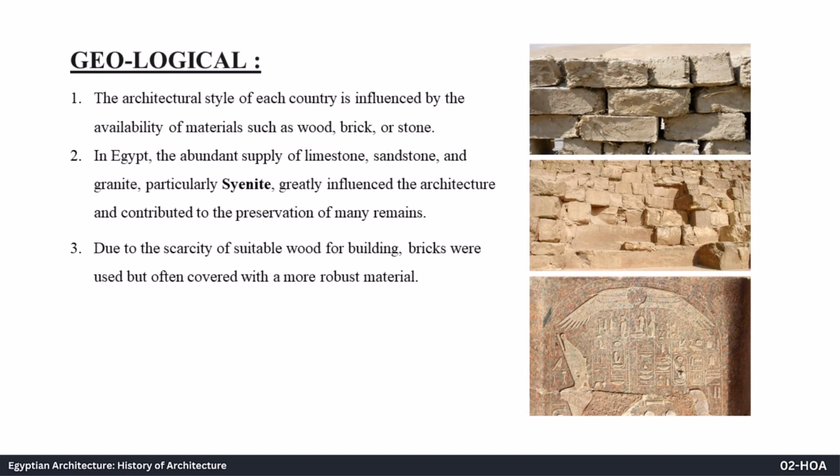Geological. The architectural style of each country is influenced by the availability of materials such as wood, brick, or stone. In Egypt, the abundant supply of limestone, sandstone, and granite, particularly syenite, greatly influenced the architecture and contributed to the preservation of many remains. Due to the scarcity of suitable wood for building, bricks were used but often covered with a more robust material.